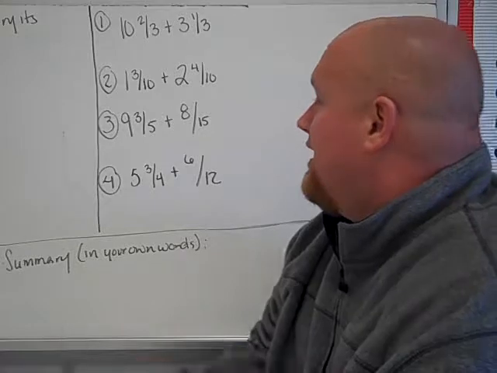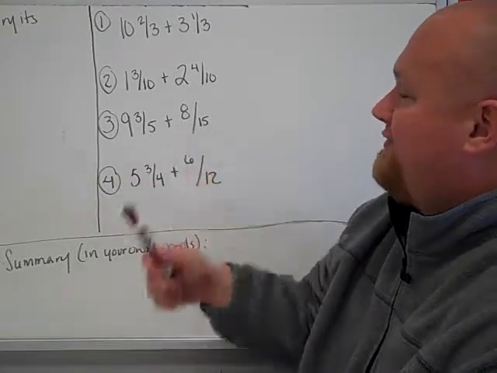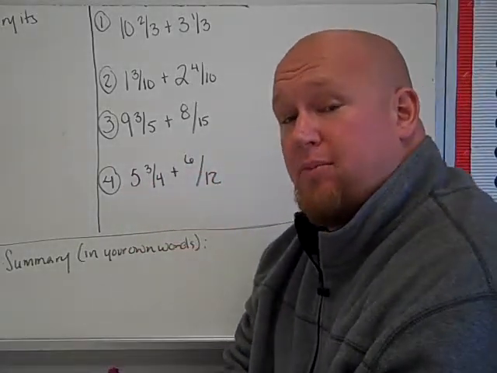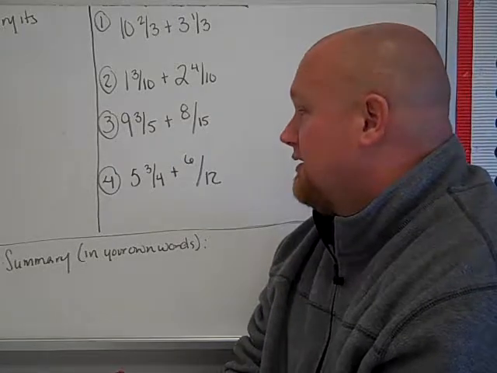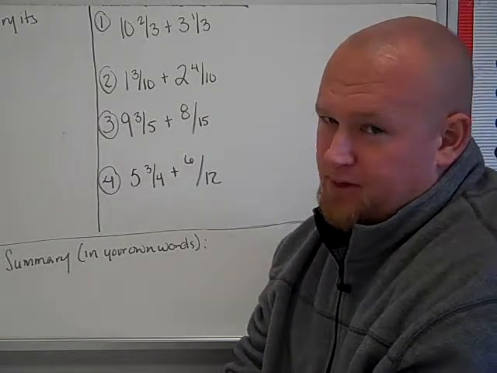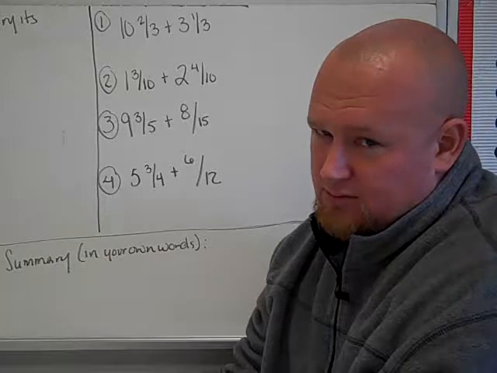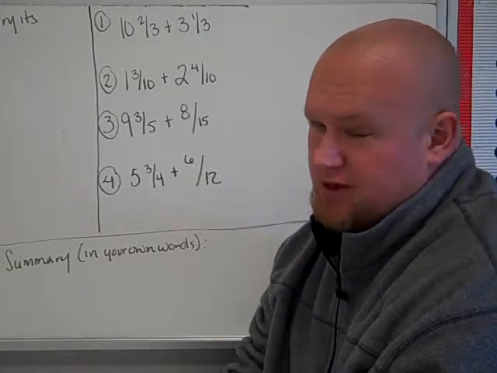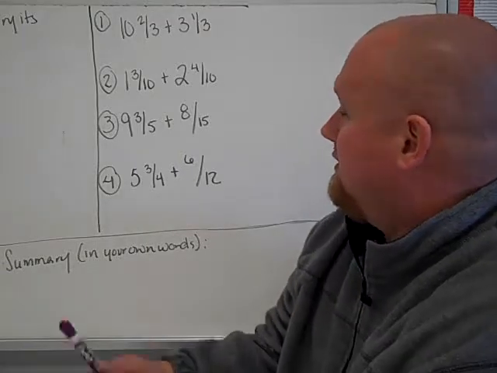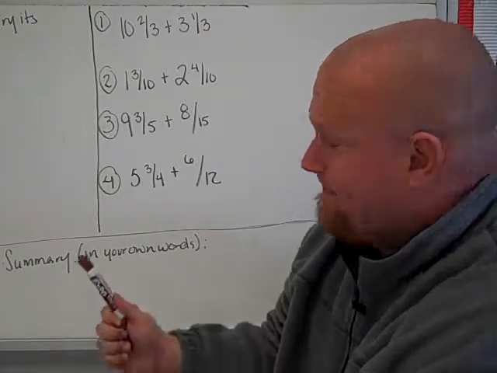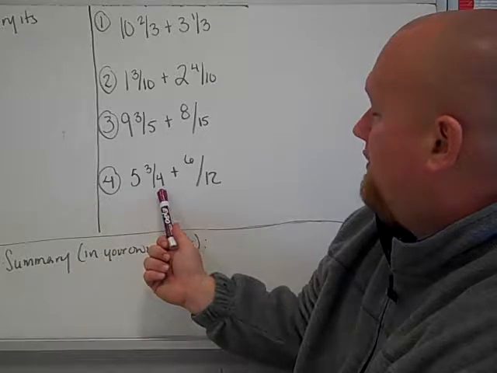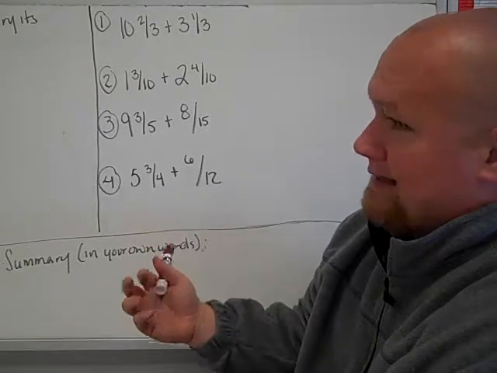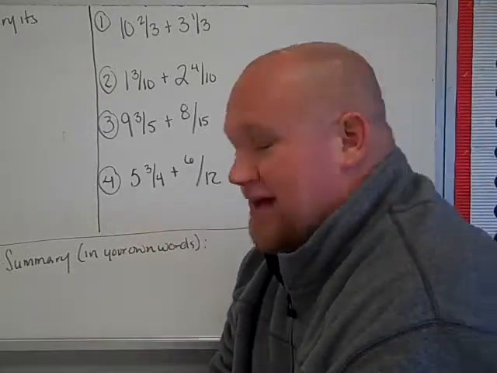Number 3, 9 3/5 plus 8/15. There's no whole number part to 8/15. But don't get too over easy simply because there's no whole number part. Trust me, there might be a trick there. And by might be, I mean there probably is. 4, 5 3/4 plus 6/12. I did it again. Go ahead and add those.